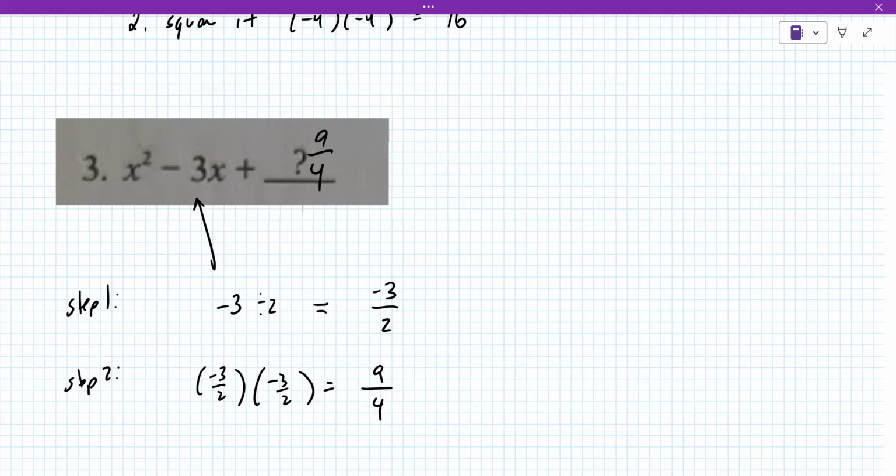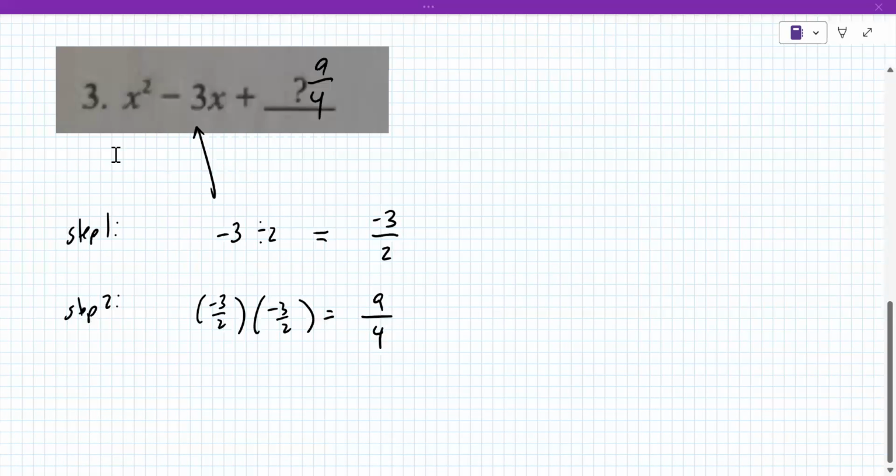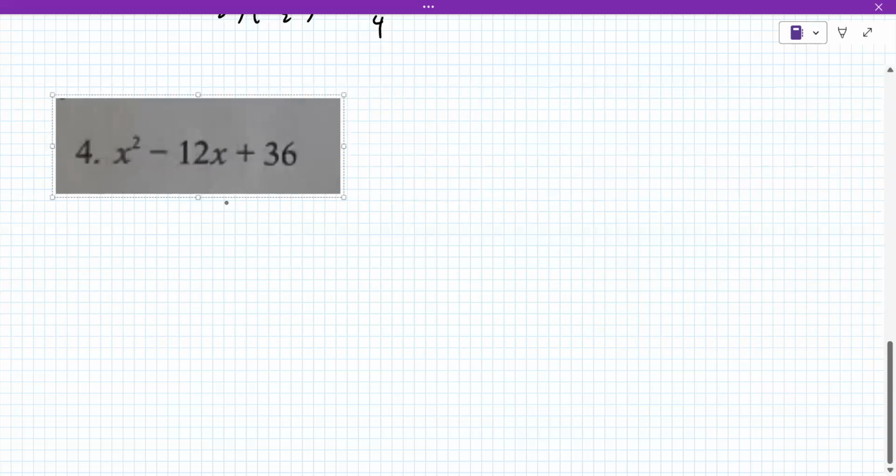So we're going to look at number 4 next. Number 4, 5, 6, and 7 are all what are called perfect square trinomials.